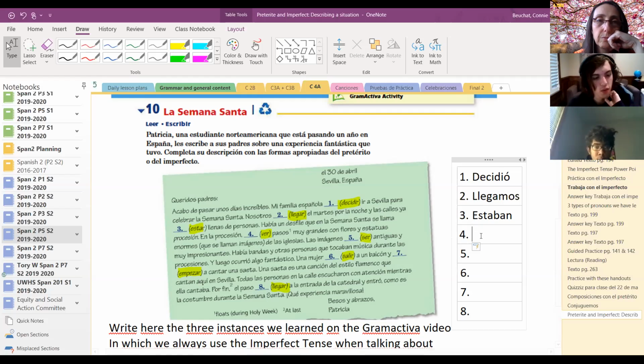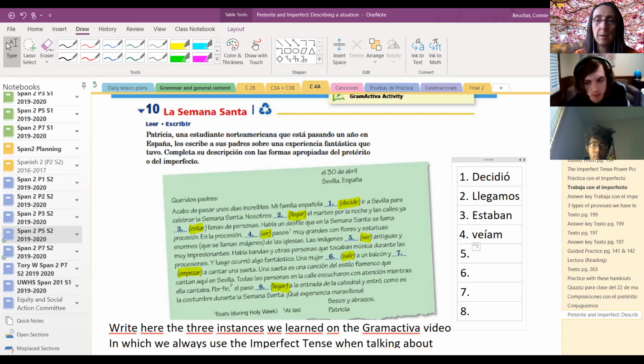I didn't do this one, but I'm guessing it's imperfect. Yes, because it's what? Describing. It's talking about the procession in the past. Correct. Describing the procession in the past. En la procesión, veíamos, because it's talking about we, I think, right?